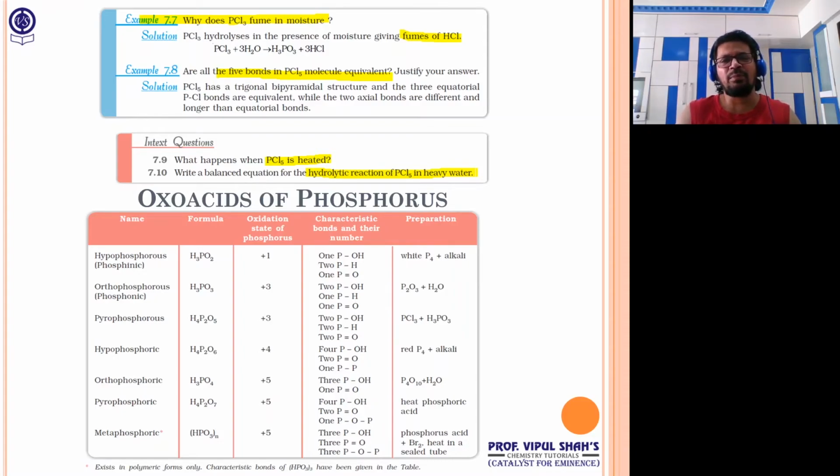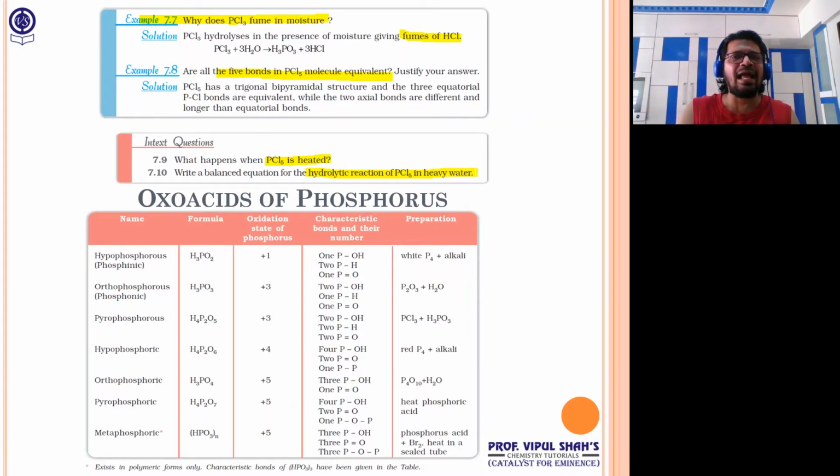Now, the last part, people, what we have is the oxo acids of phosphorus. I'll just give a rough idea of this because I'm going to take this in a separate lecture with some shortcuts and tricks, how I did for nitrogen oxides, because this is a very important concept. You have to memorize them. So how to do it, that part we will see.